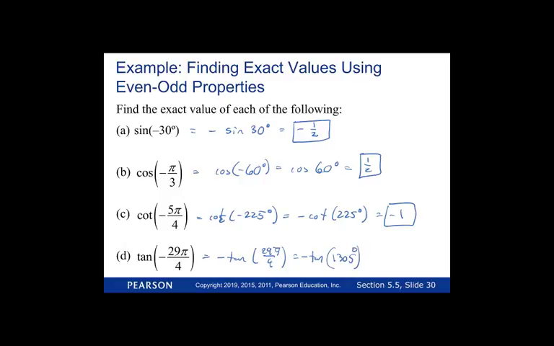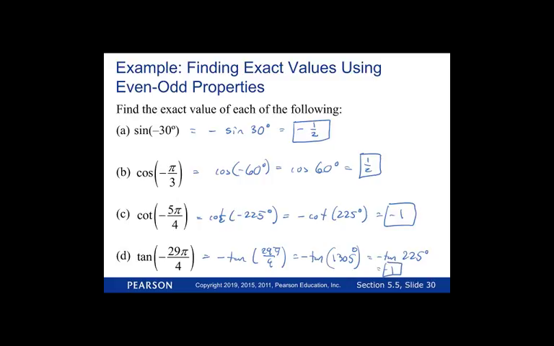Hey Siri, what's 1305 minus 3 times 360? 1,305 minus 3 times 360 is 225. So quadrant 3 is positive. That's a 1. I think this was also negative 1. I'm going to let that be for now.